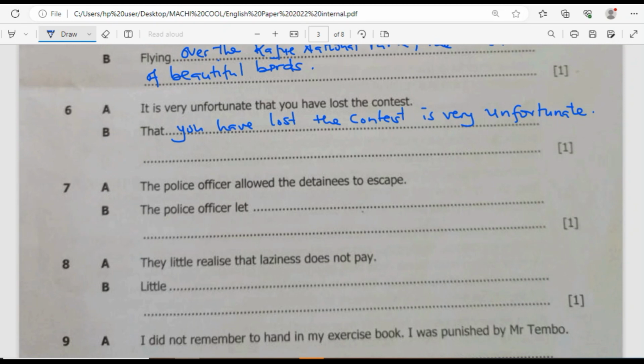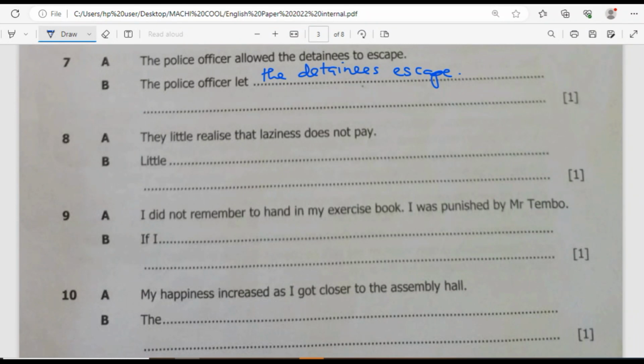The police officer allowed the destiny to escape. So we are saying that the police officer let the destiny escape. Okay, so that one was simple. So we can move to 8.